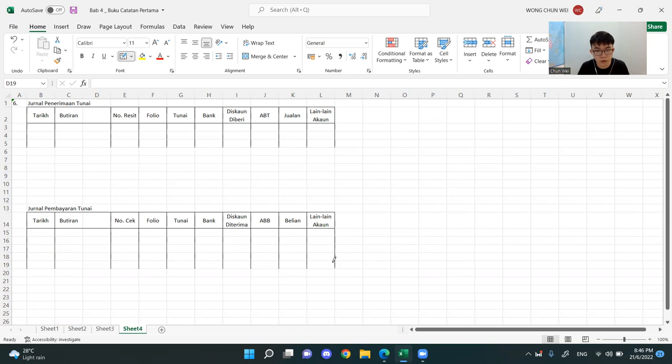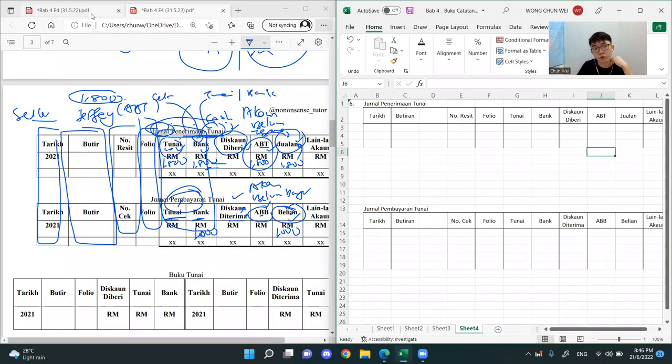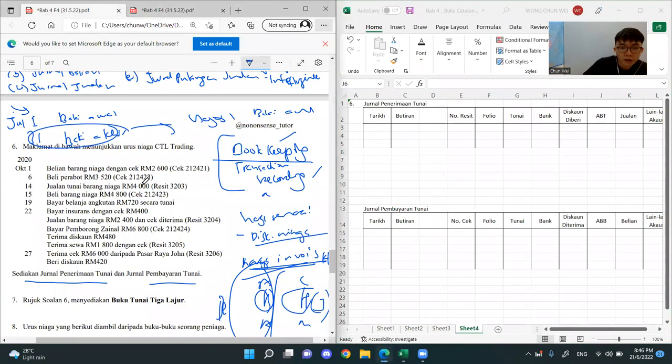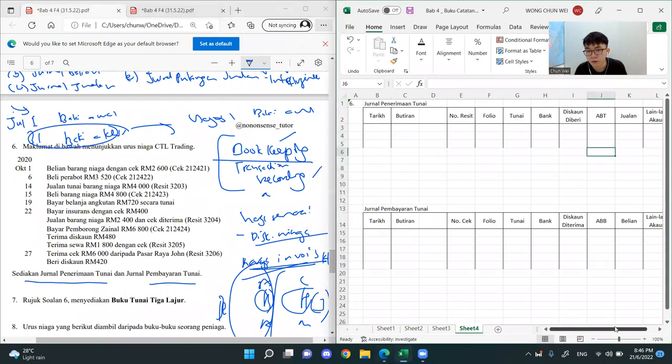Okay. All right, so this is the table, the format. After doing this, we need to read the question. Then we need to throw from the question into the journal.